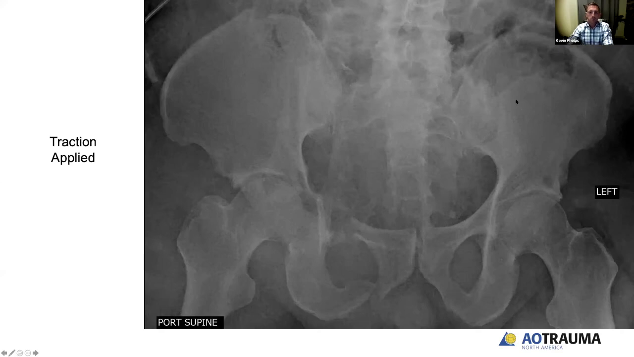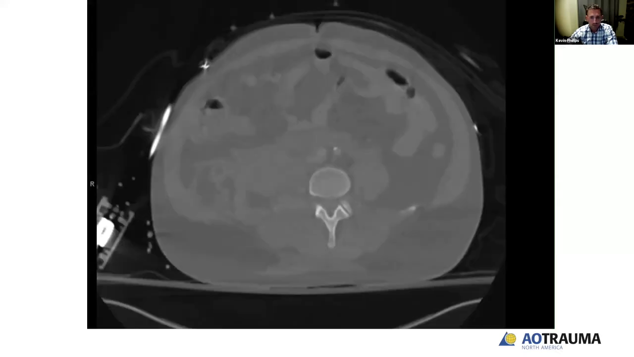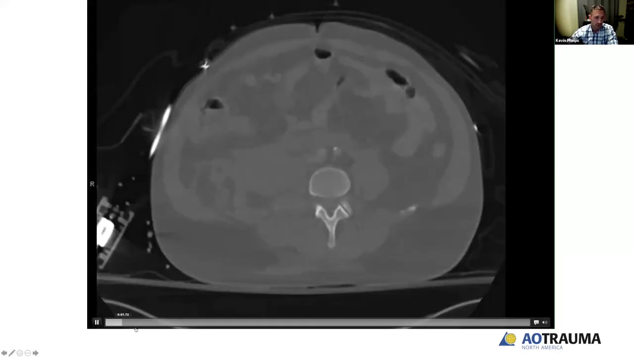So the patient was initially put in traction given the cranial displacement of his right hemipelvis, which helped his reduction of both his acetabulum and his sacral fracture. So then we obtained a CT scan to further characterize his injury.